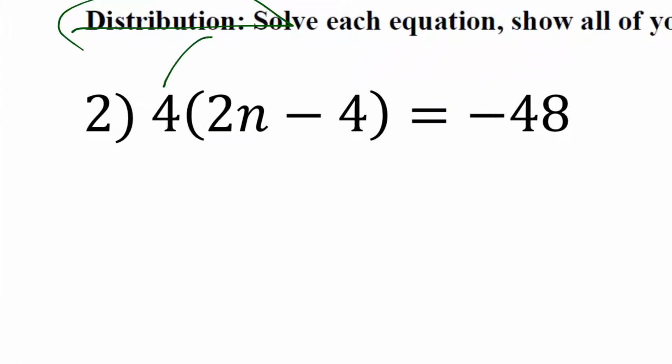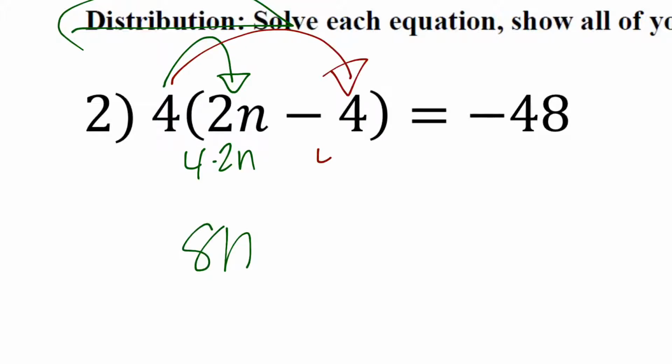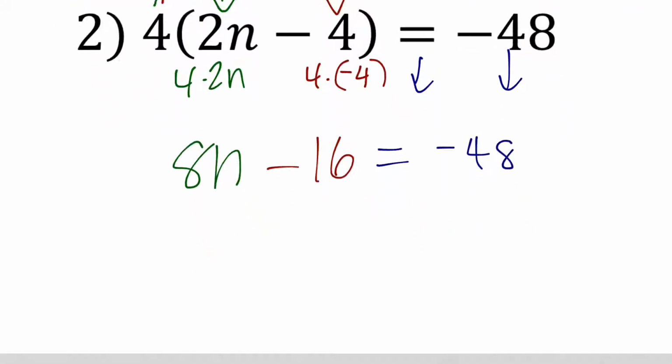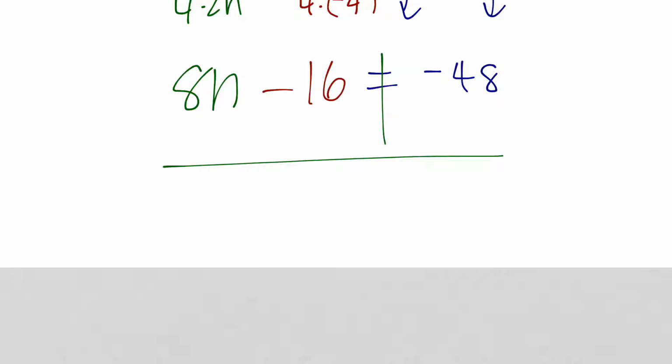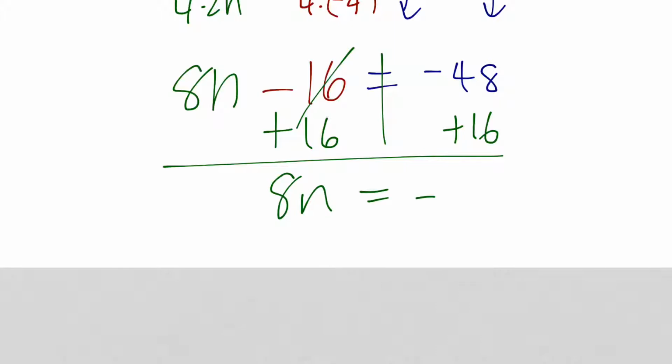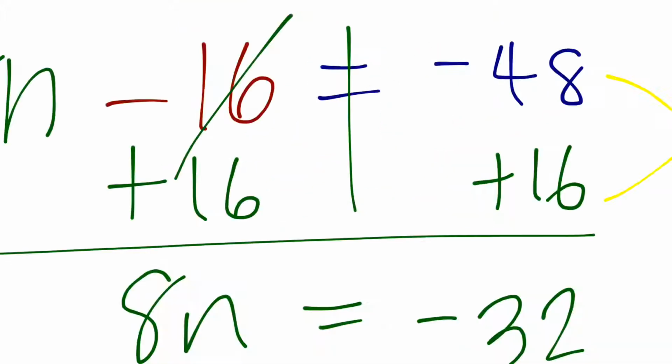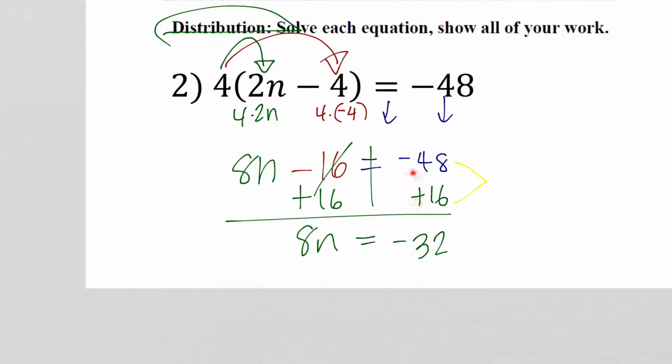So I'm going to distribute the 4 to the 2n. 4 times 2n gives me 8n, and 4 times negative 4 gives me negative 16. Now I bring down the equal sign, bring down the negative 48. The opposite of subtracting by 16 is to add 16 to both sides. So you're going to get 8n equals negative 32. You subtract these two numbers because one's negative and one's positive. So you subtract and you keep the sign of the bigger number. 48 is bigger, so you keep the negative.